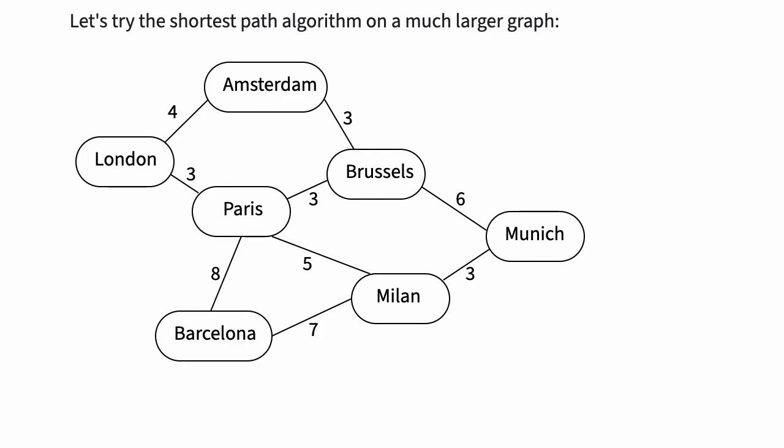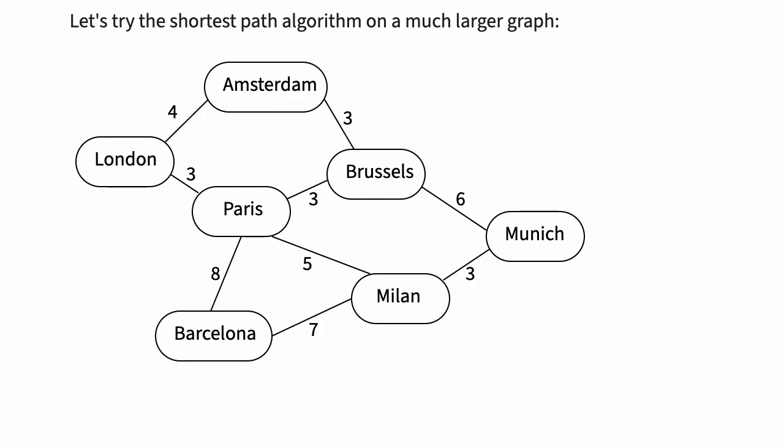The next node is Paris. Paris's neighbors are London, Brussels, Milan, and Barcelona. The distance to London via Paris is 3 plus 3, which is 6. London already exists, so we compare 6 to the existing distance, which is 0. 6 is greater than 0, so London's distance stays unchanged at 0.